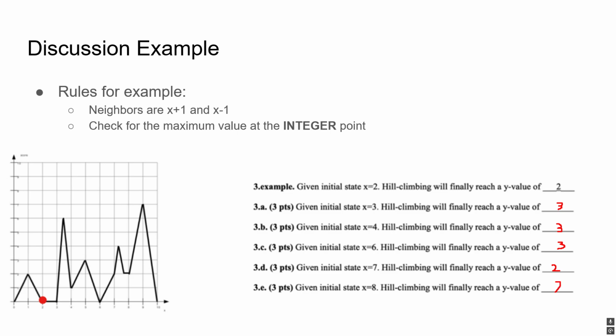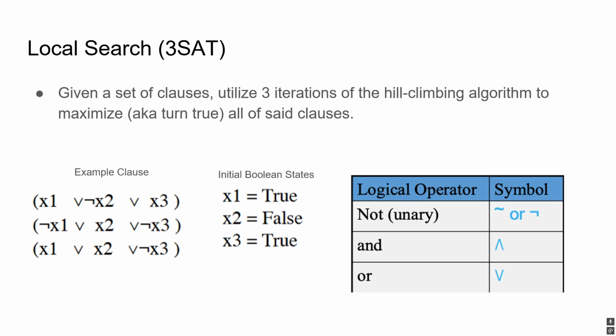Alright, that's just a quick rundown of hill climbing. Next is local search. So for the problems that they gave us, the 3 SAT problem: given a set of clauses, utilize 3 iterations of the hill climbing algorithm to maximize, or turn, all of the clauses true. So our goal is to turn all of these clauses to be true statements.